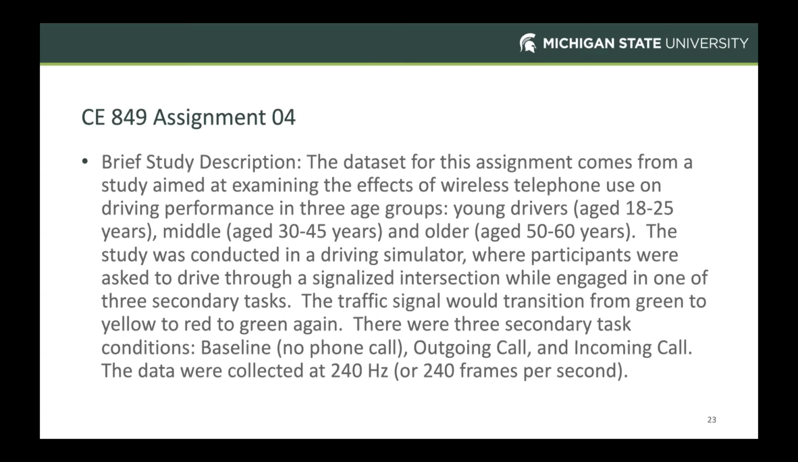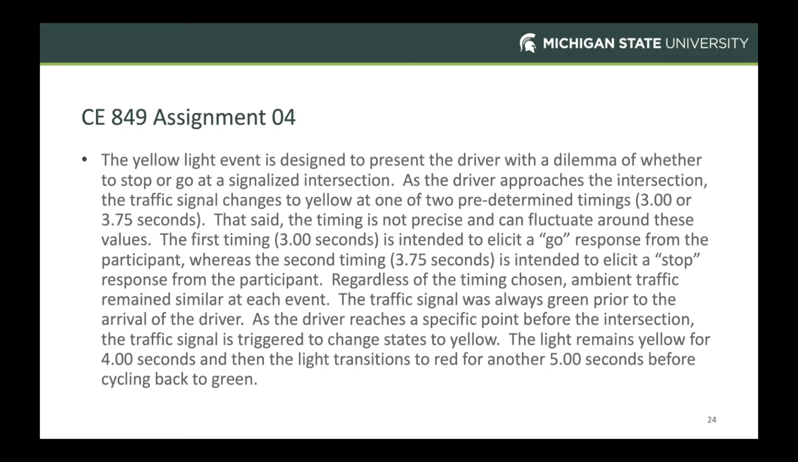Now, just very quickly, assignment 4, to give everybody context, is data drawn from a driving simulator study where we had drivers from 3 different age groups. The simulator was set up so that the signal would go from green to yellow to red at certain intervals relative to where the driver was located. Typically the light would change when the driver was either 3 seconds or 3.75 seconds away from the intersection, based upon their travel speed and the distance to the intersection. Those values were selected because most individuals would tend to go if 3 seconds were available, and they would tend to stop if 3.75 seconds were available.